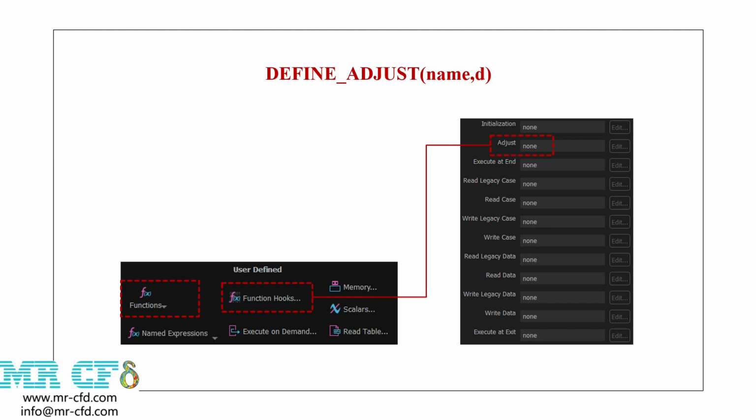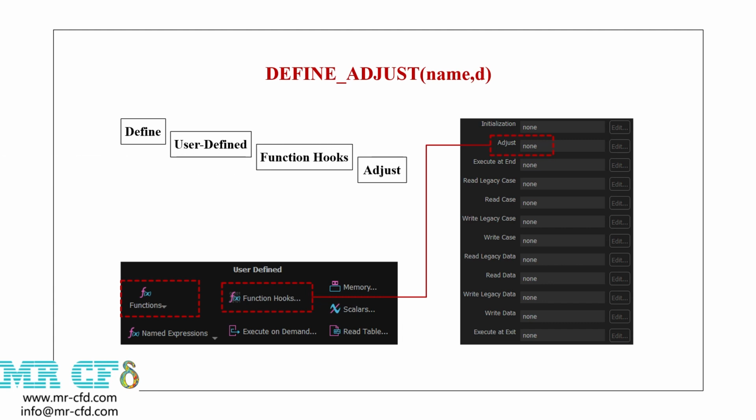So, first from the Define tab, go to the User Defined section and select the function option. From the appeared menu, select the compile option. With this action, the desired UDF function is called in the Fluent software. Then, in the same user-defined section, select the function hooks option. Now, in the appeared menu, go to the adjust option so that in this section you can select and activate the called UDF function.